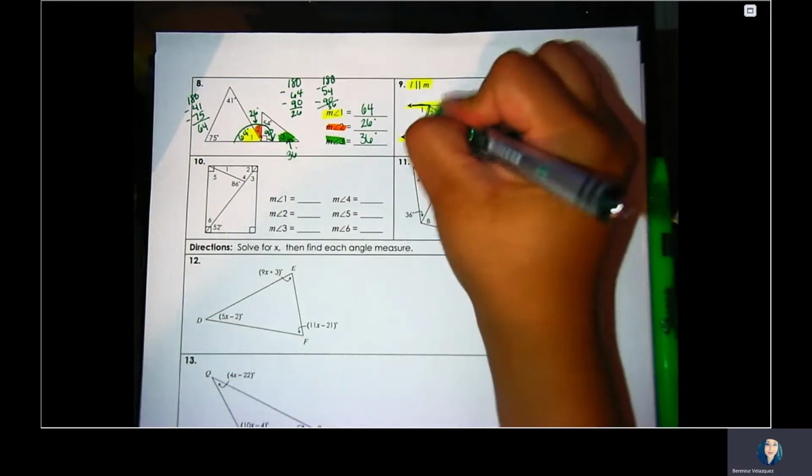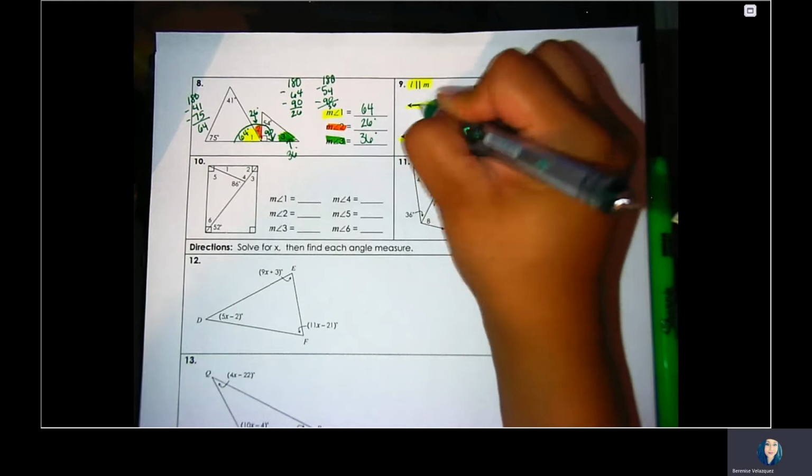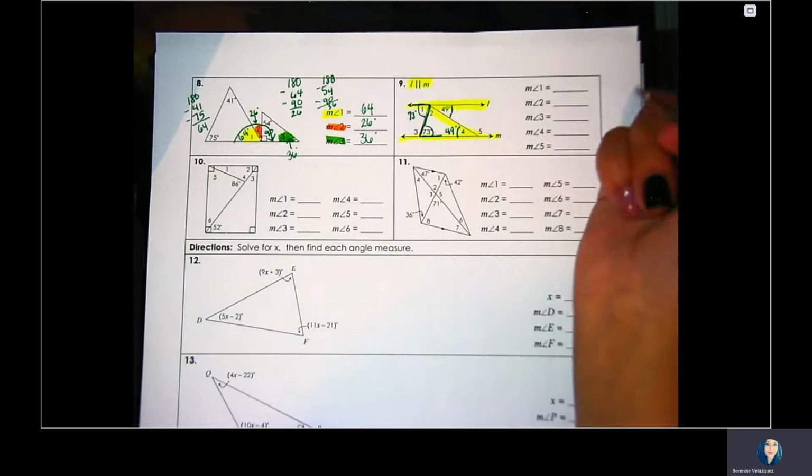I'll try to do another one. Here's another Z value. These corners are the same. So if that's 73, this is 73.